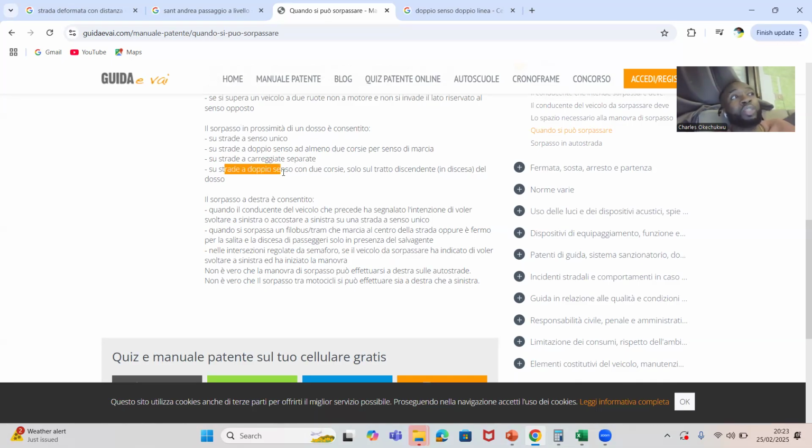Now, on a road where we have double sense of movement with two corsie, that road where we have double sense of movement, it can't have two corsie. Watch: solo su tratto discendente, in discesa. Look at it very well. They said only when you are now going down, you can overtake, and that road is doppio senso.